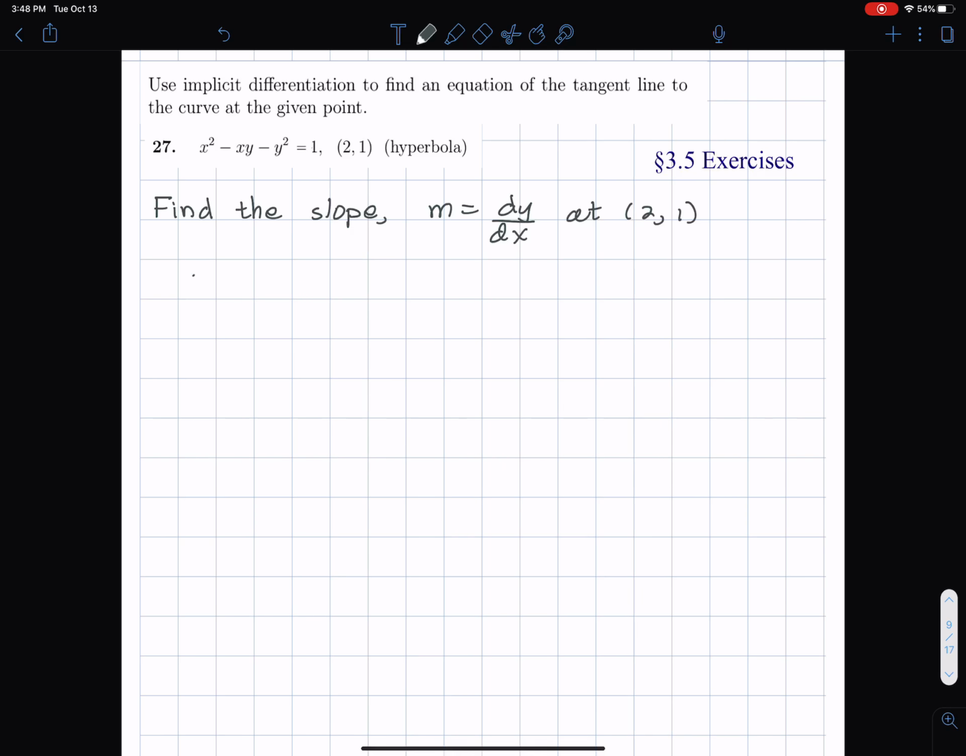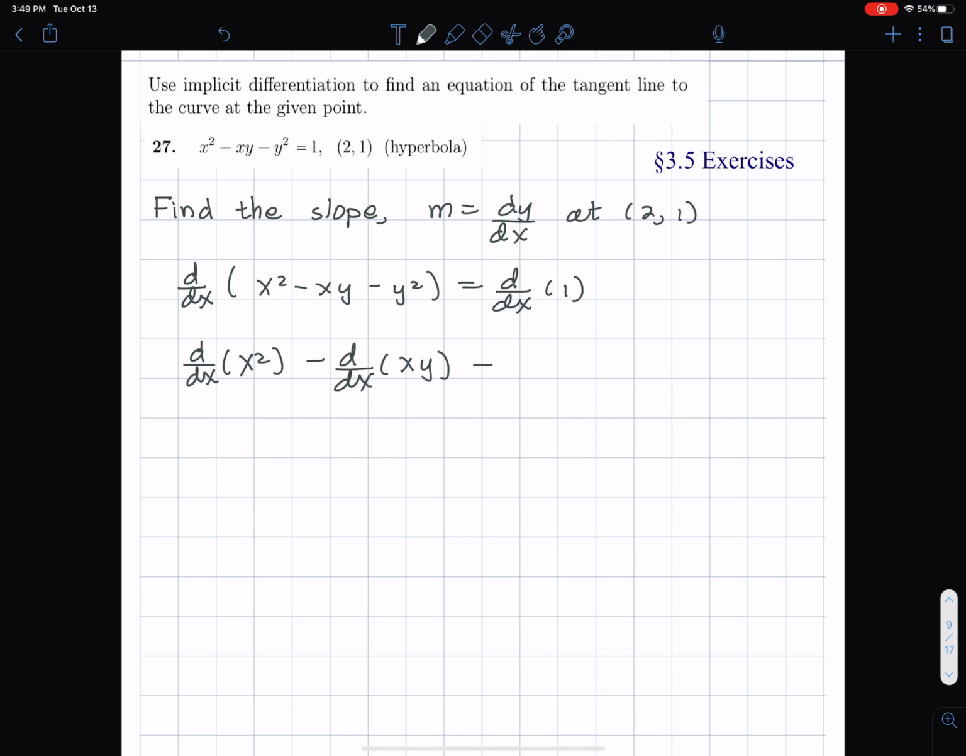To find dy dx, I apply the derivative to both sides of this equation. So we're using implicit differentiation. One of the properties of the derivative is that I can, in a sense, distribute it over each of those terms. It's really called linearity. So I will take the derivative of each term on the left-hand side. On the right-hand side, the derivative of 1 is 0. Now I'm taking the derivative with respect to x, so d/dx of x squared is simply 2x.